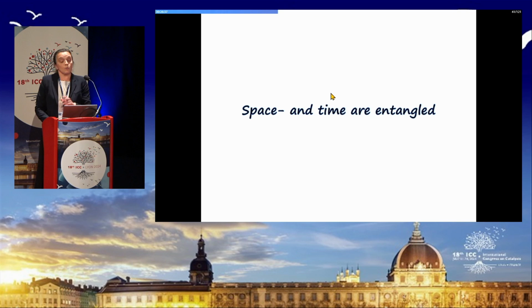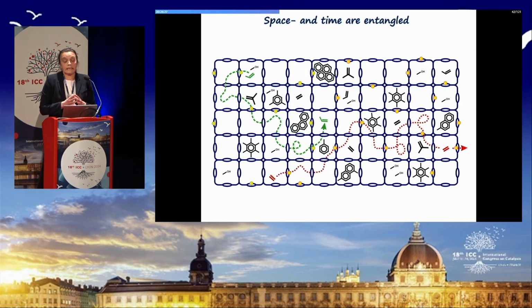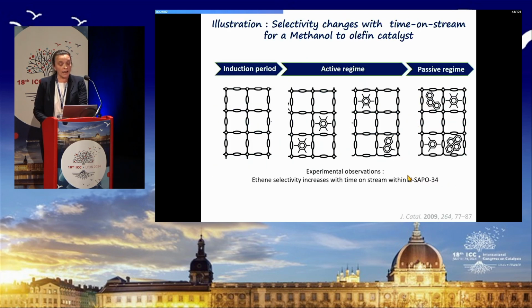A next thing that I want to also show to you is that space and time are also entangled. To illustrate that, I want to show you this figure. This is a typical schematic representation of a catalyst as we observe it for an MTO catalyst. So basically, you see that there are a lot of spatial heterogeneities. There are hydrocarbons, there are acid sites, and then all these molecules need to diffuse, need to react in this crystal. And all of this can become entangled, let's say. This has also been observed experimentally. For example, in the MTO process, it was observed that with time on stream, the selectivity for ethene increased. And that was the onset why we started to study this diffusion in these realistic MTO catalysts.